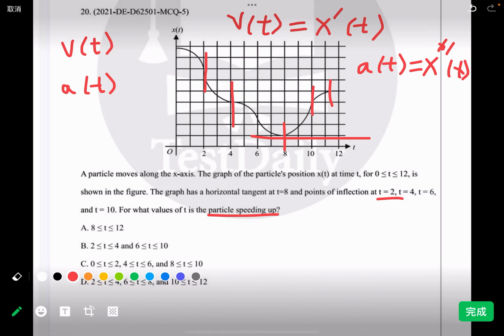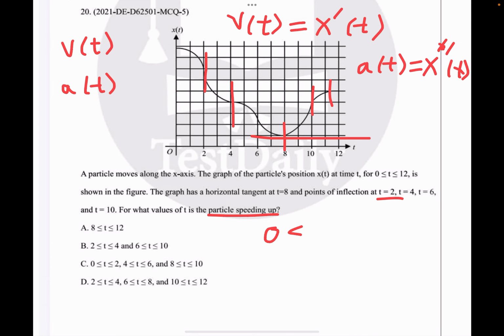And this shape means concave down, which also means that the acceleration is also negative. The second derivative of the graph is also negative. And this means that the particle is indeed speeding up in the negative direction. So our answer should have this interval.